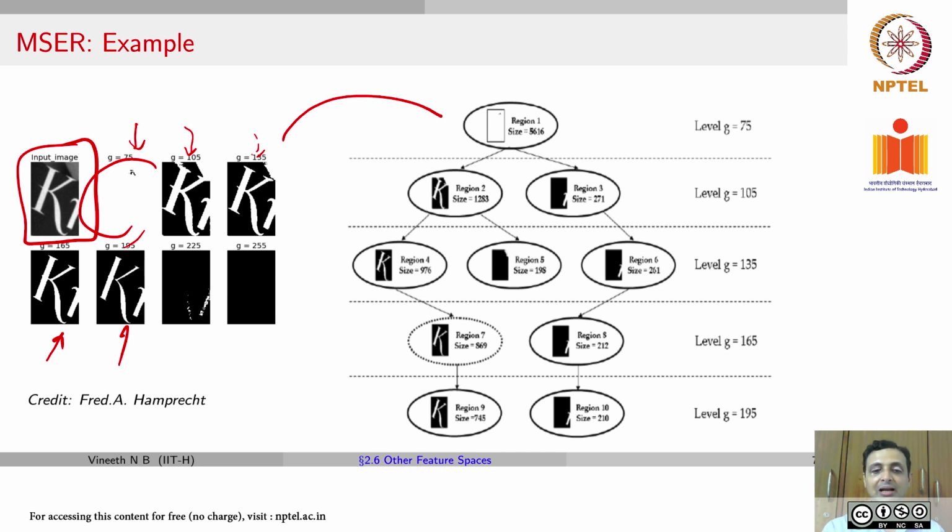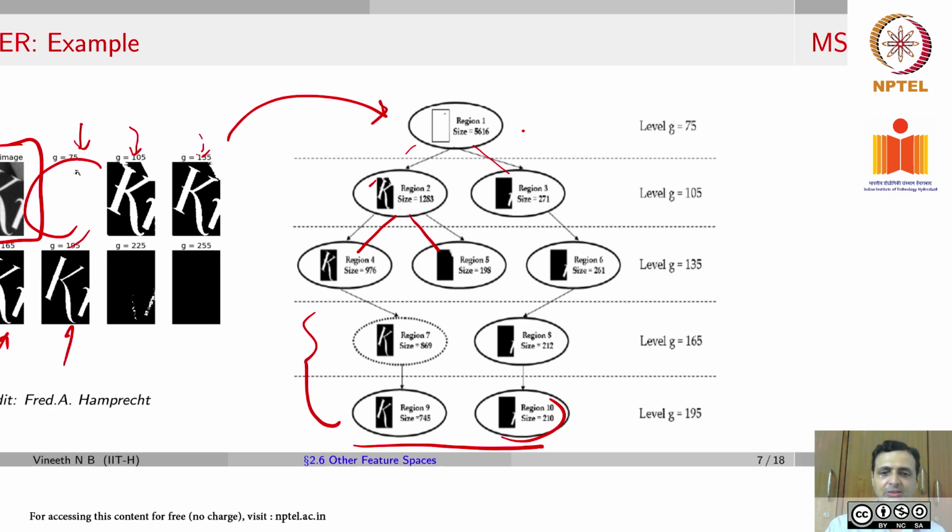So you could now represent that as a tree where you start with a region. That region becomes 2 regions at level G is equal to 105, and region 2 becomes region 4 and region 8 at level G is equal to 135, and so on and so forth to build the rest of the tree. So finally, as you can see, at level G is equal to 195, you have 2 regions, one with the K and the other with an R, which is what you were originally looking for. So this gives you one way of separating different regions. So this is not exactly a corner detector, but another method to separate regions.